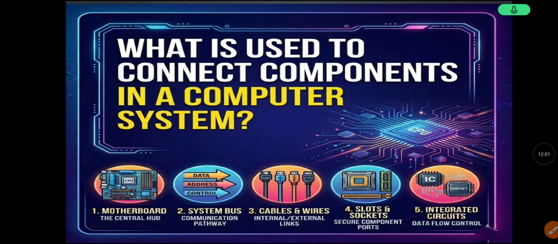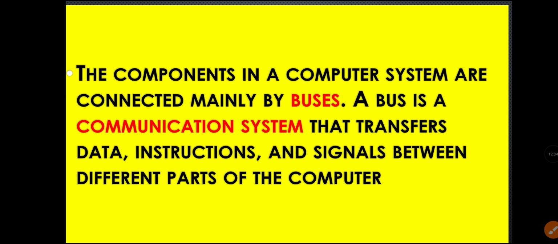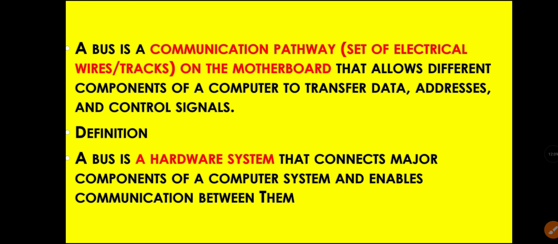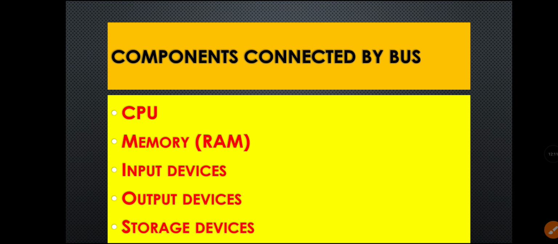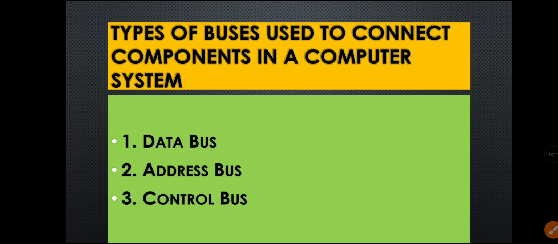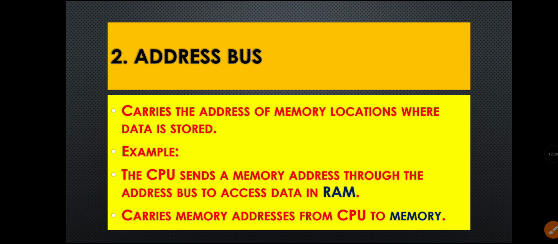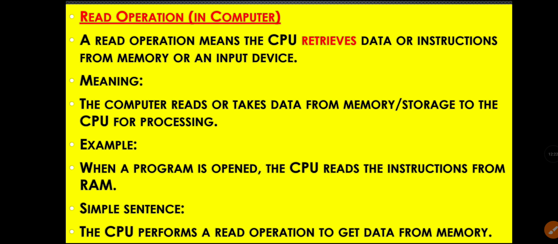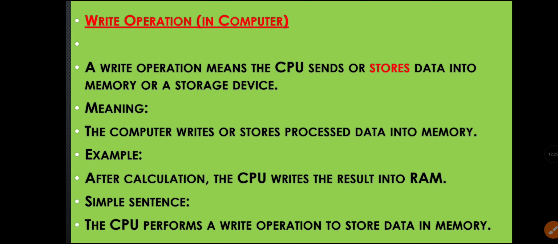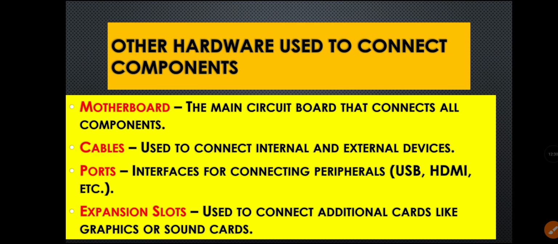So today what we have discussed: what is used to connect components in a computer system is the bus, which is a communication pathway that helps to connect components of a computer system. We discussed the components connected by the bus, the types of buses, and the meaning of data bus, address bus, and control bus. We discussed the read operation, what control signal means, and the write operation. And we have discussed other hardware used to connect components, that is, the motherboard, cables, ports, expansion slots, and the meaning of graphics or sound cards.